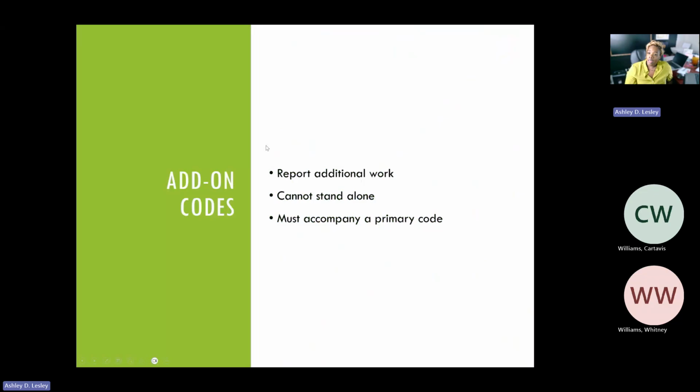All right. Add-on codes cannot be by themselves. They report additional work, as I stated, and they always must accompany a primary code. I think in your text they will show you clips of the CPT book, and they will show you what a primary code looks like. They are usually in italics, and you can tell that they are codes that you can't put by themselves. It has to be two codes with an add-on code. Okay. Usually it's called the parent code.